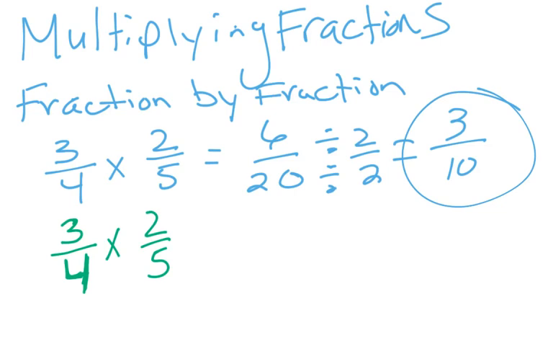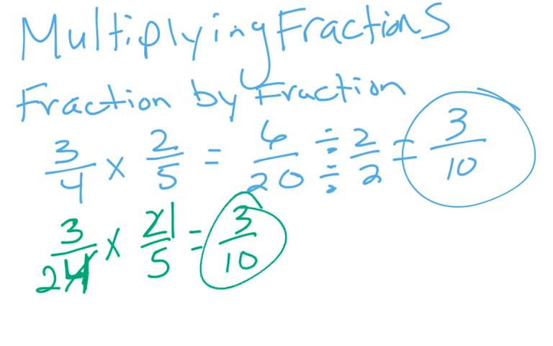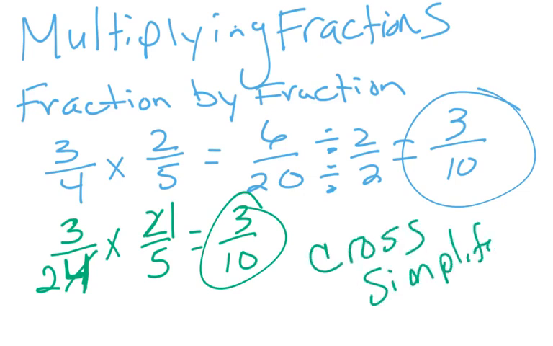If I look at this problem, I can see that 4 and 2 can be cross simplified. So I can say 2 goes into 2 one time, 2 goes into 4 2 times. Now I can multiply. 3 times 1 is 3, 2 times 5 is 10. It saved me that reducing step. So you should look at that cross simplification, and that will save you a step later on. Okay, so that was fraction by fraction. Now let's look at fraction times whole number.